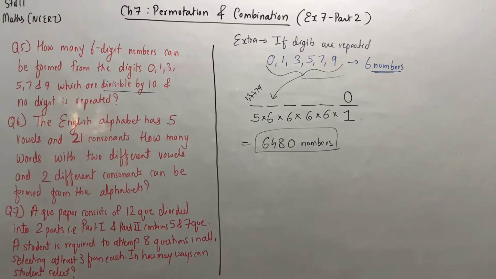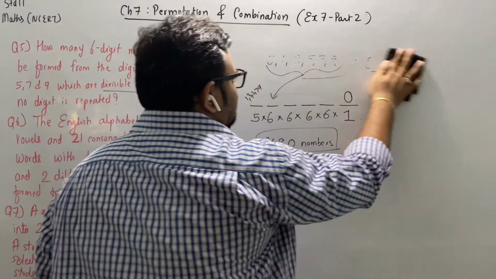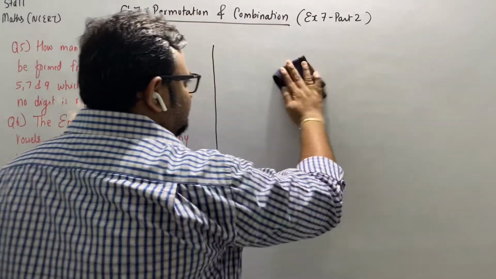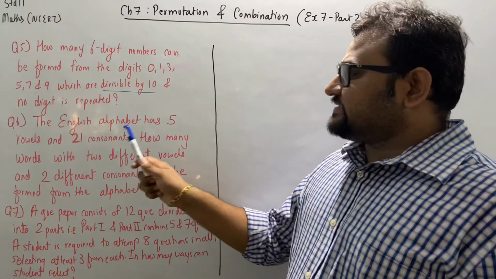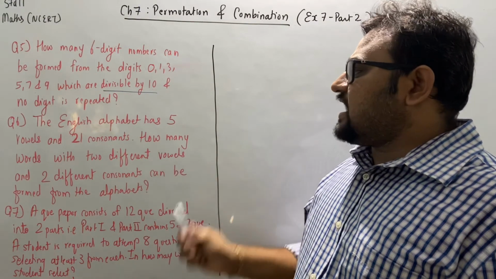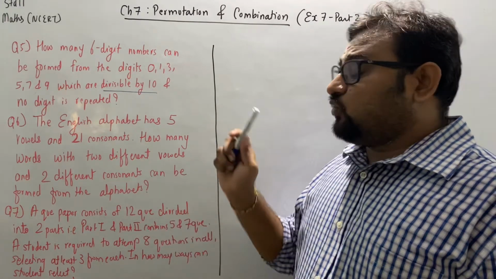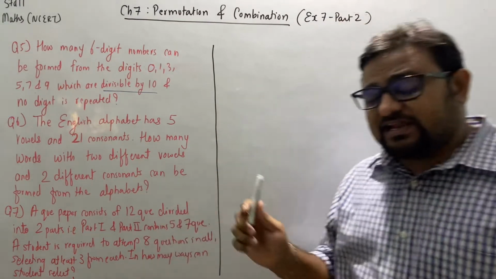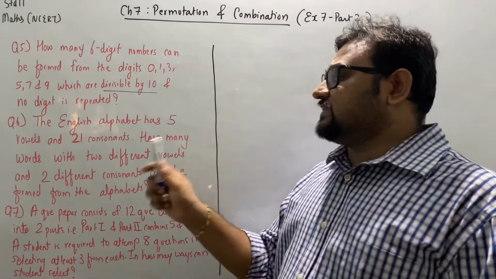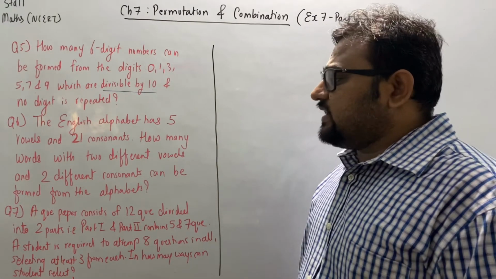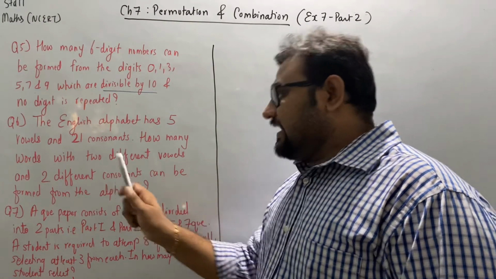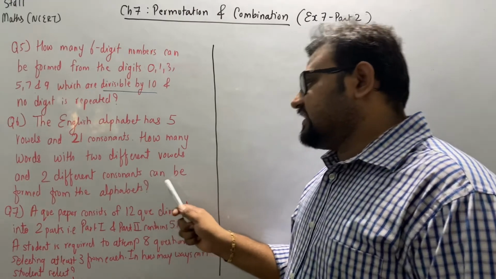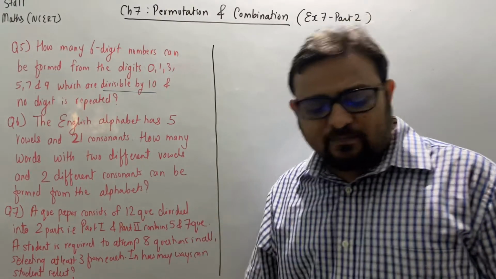Now let's move to the next question, that is question number 6. The English alphabet has 5 vowels and 21 consonants, right? How many words with two different vowels and two different consonants can be formed from the alphabet?